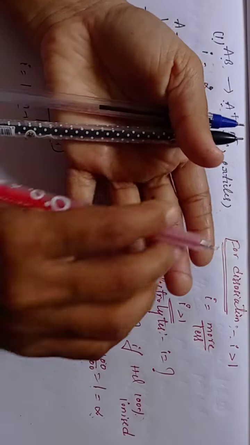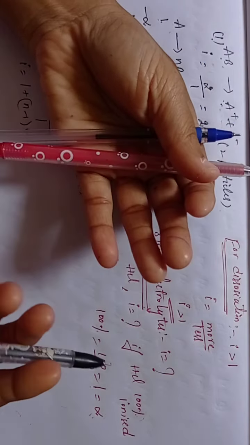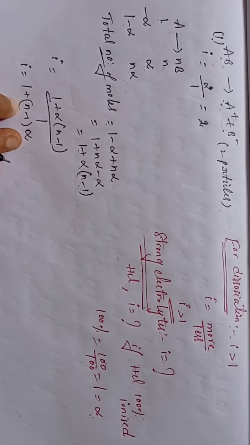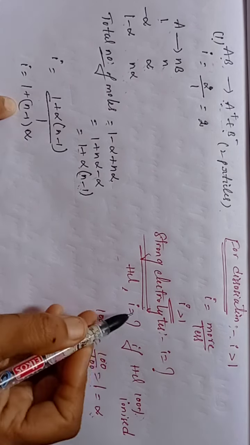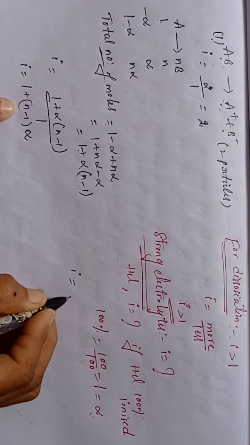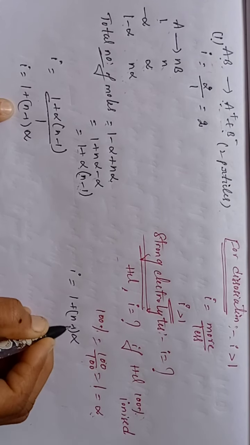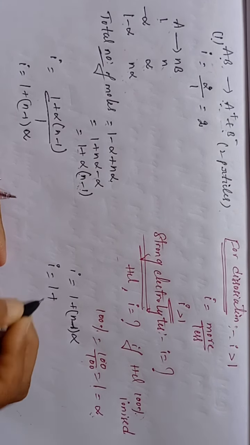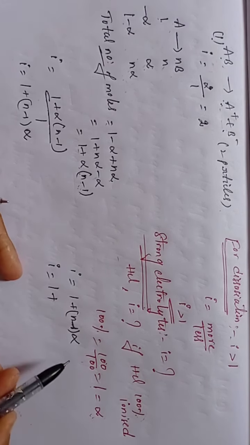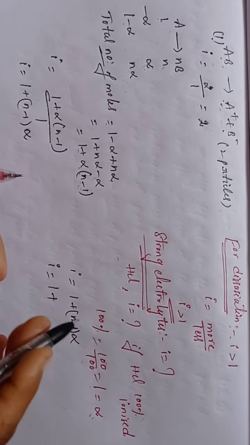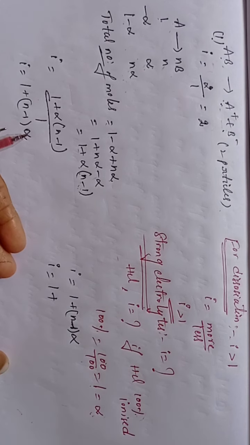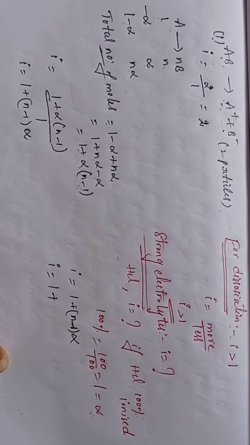Clear? So what is the formula, students? i is equal to 1 plus alpha into n minus 1, that is, i is equal to 1 plus n minus 1 into alpha. We have to find the i value. Then i is equal to 1 plus n minus 1 into alpha. What is n, students? n is the number of particles, the number of particles increased.